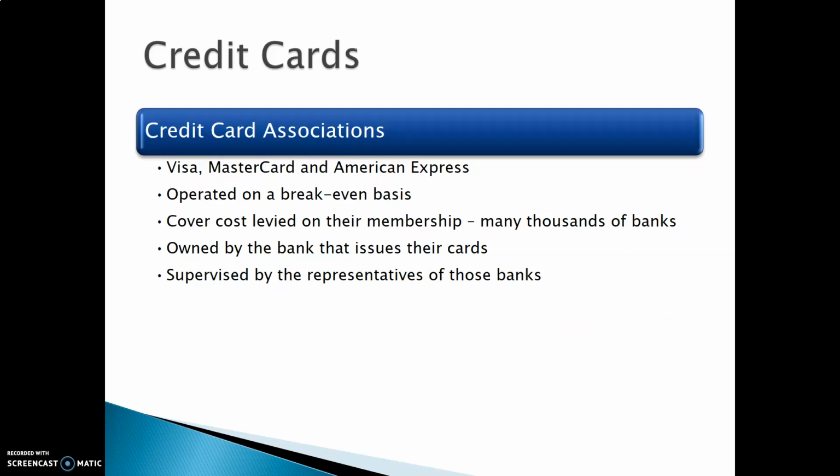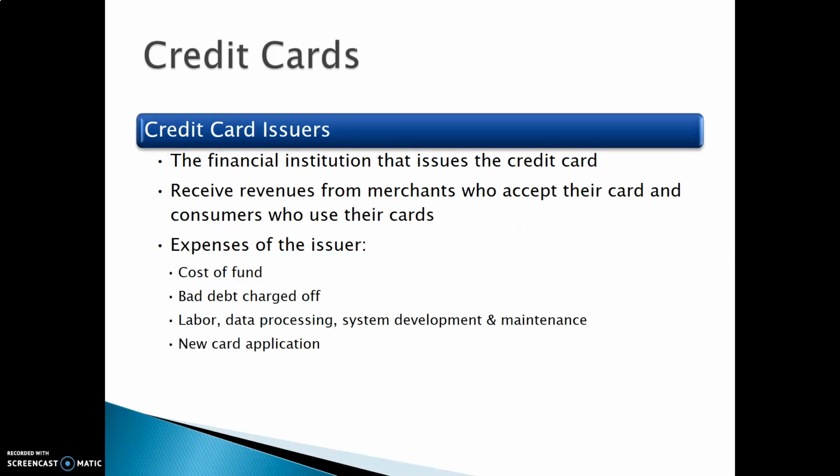Contohnya, these are the associations: Visa, Mastercard, American Express, JCB and all that. Sebagai contoh lah, kalau Visa, okay, Maybank Visa. Dia kata, these are the things, Visa, Mastercard semua ni, normally akan memberi commission kepada ni lah. Operated on a break-even basis, cover costs levied on their membership, many thousands of banks, owned by the banks that issue their cards, supervised by representatives of those banks.